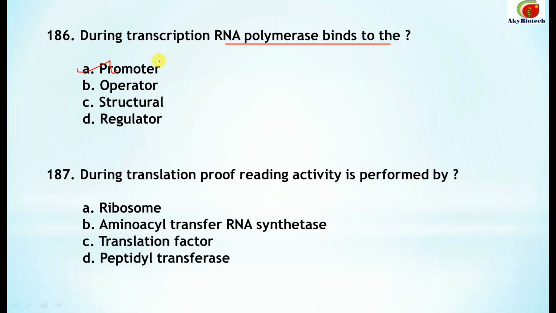187. During translation, proofreading activity is performed by amino acyl tRNA synthetase. This one is the correct one.